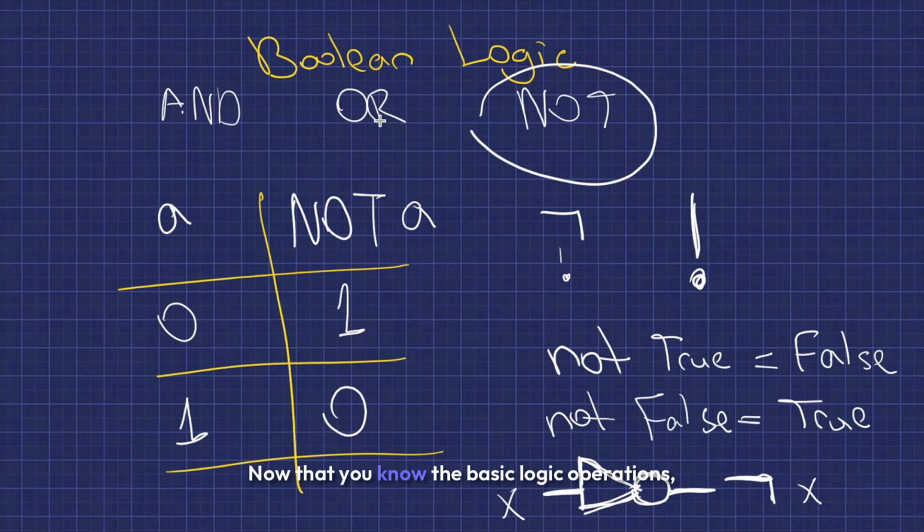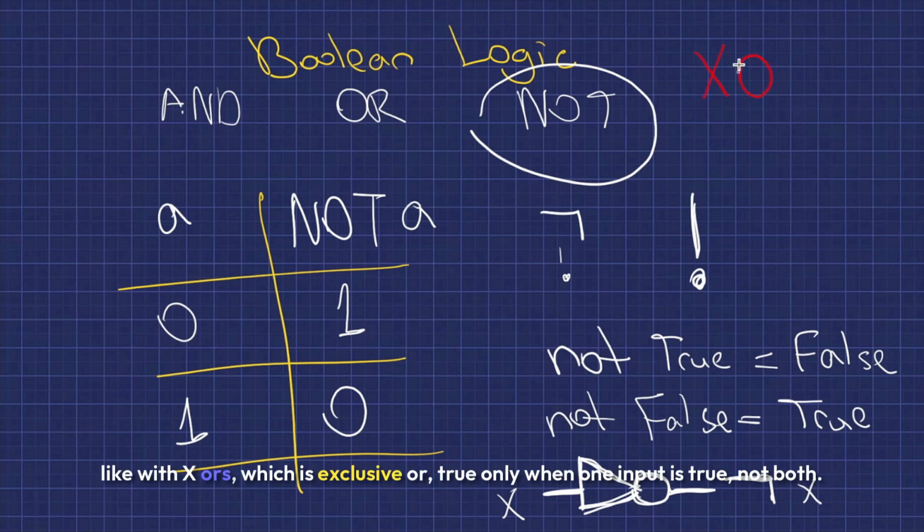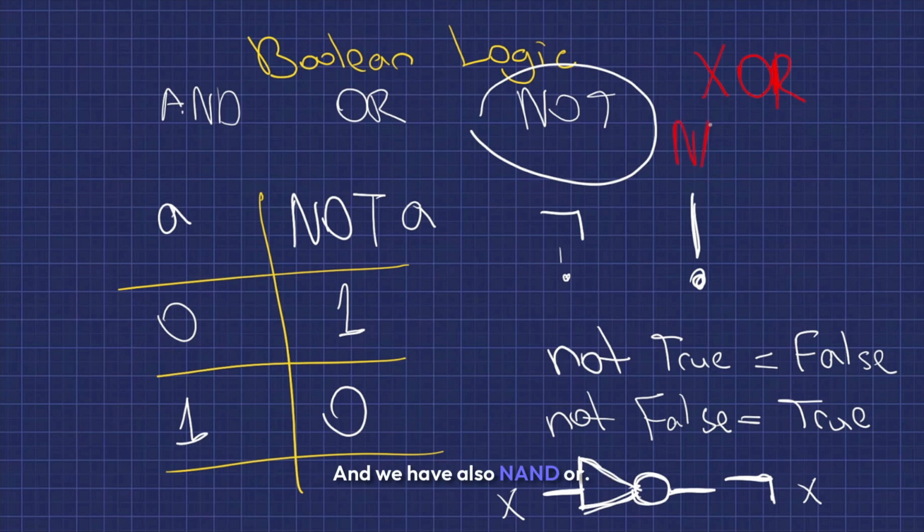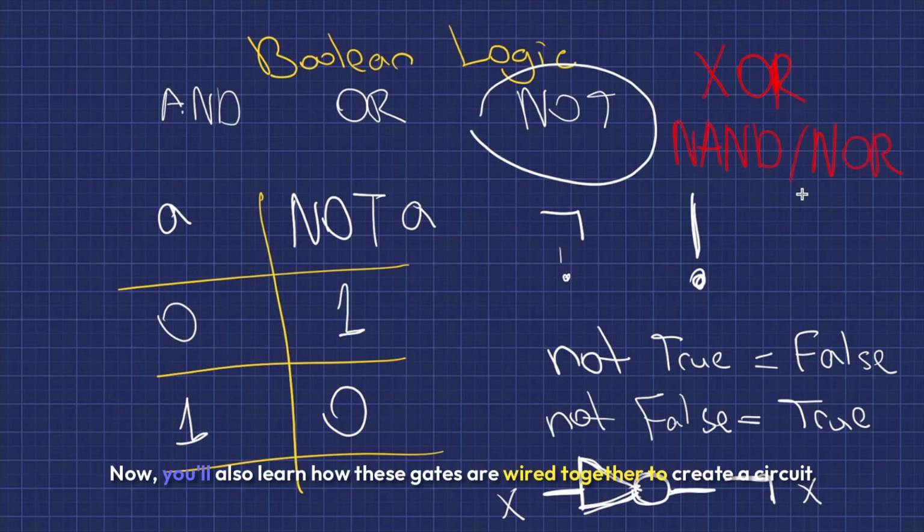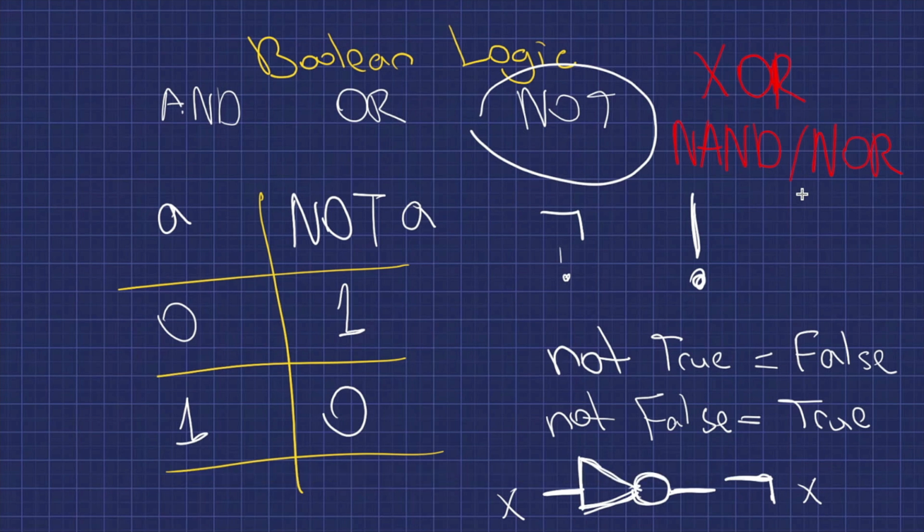Now that you know the basic logic operations, you will soon learn how to combine them to build more advanced logic gates, like XOR, which is exclusive OR, true only when one input is true, not both. You will learn that in the next lectures. And we also have NAND and NOR. These are combinations of basic operators. You will also learn how these gates are wired together to create circuits that can add, subtract, compare, and store information. That's what your computer does every second.